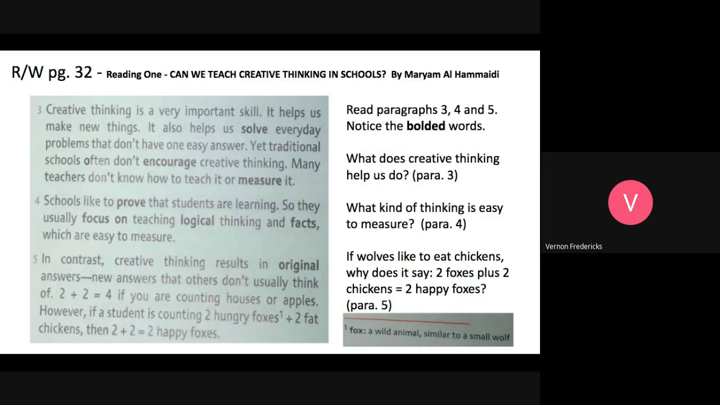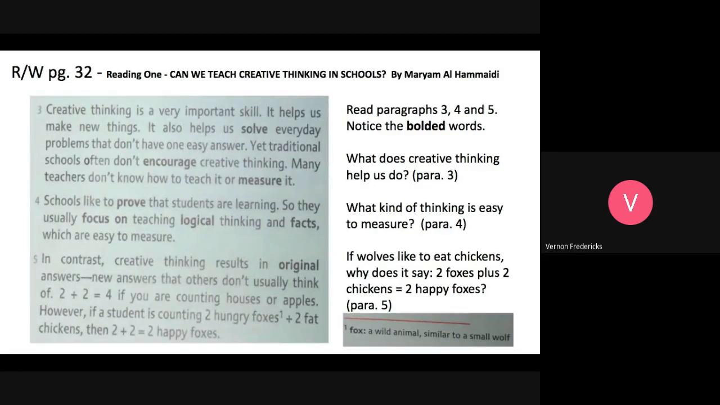Yet traditional schools often don't encourage creative thinking. Many teachers don't know how to teach it or to measure it. So what does it do? It helps us to make new things, and it also helps us to solve everyday problems. It says schools don't teach creative thinking or don't encourage it. They don't know how to teach it, or how to measure it. They don't know if it is a good way of doing things or a not so good way of doing things.